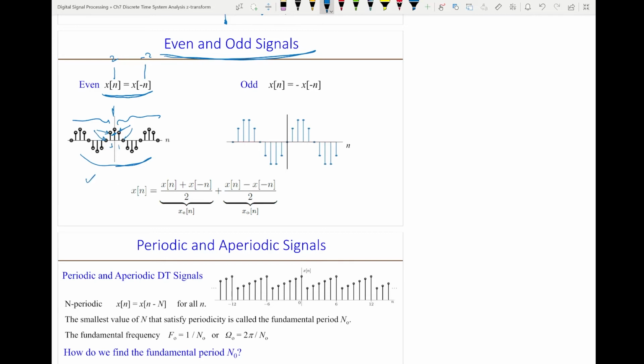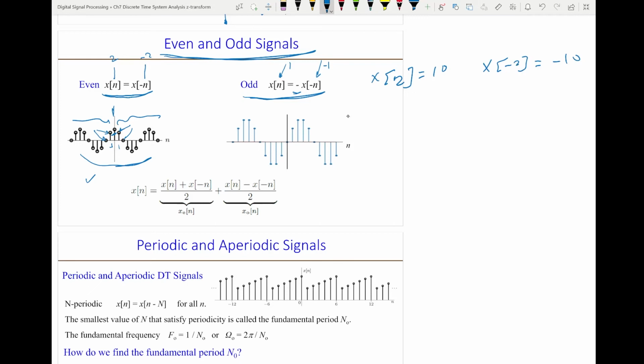Then we say even function. A cosine function is an even function. Odd function has to meet this condition. So the value of the signal x at n is the same magnitude as at minus n, but inverted. So if x of 2 is 10, then x of minus 2 will be minus 10. Then we say the signal is an odd signal.